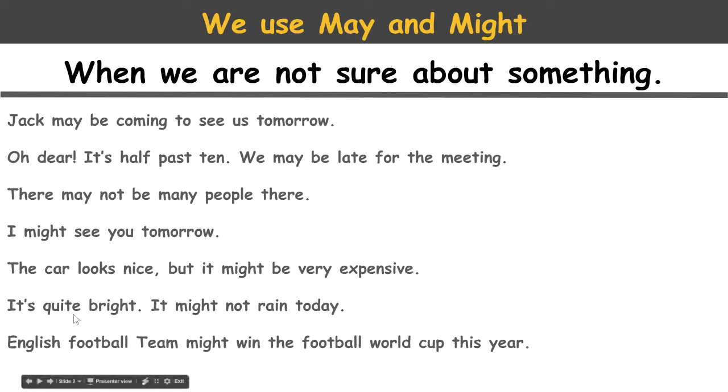And you say, "Hey, Dad, I feel there are chances that they might win the World Cup this year because they have been playing very well for the last few years." But you cannot say that they are going to win because it's not 100%. So you say they might or they may win the World Cup. So you use may and might when you're not sure about something.